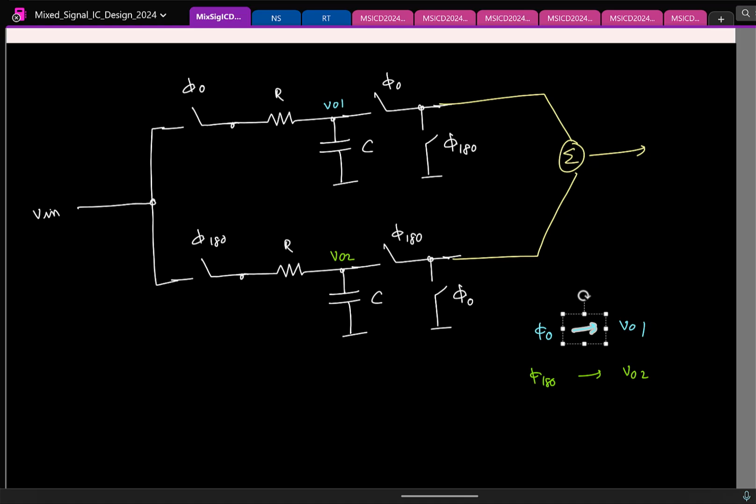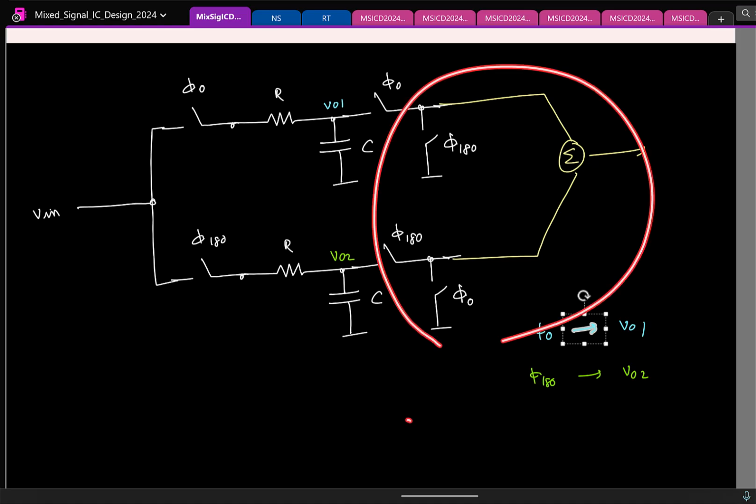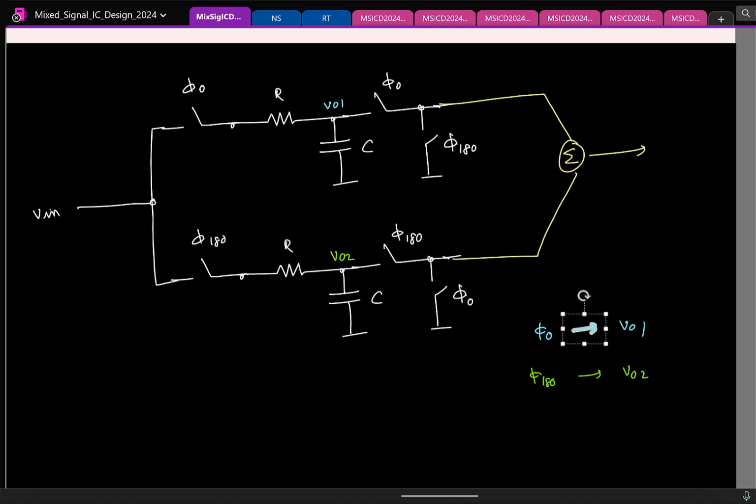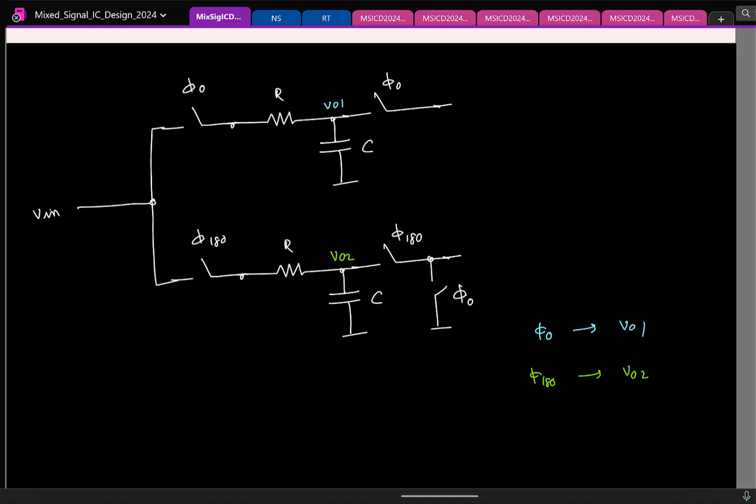This is happening because the 2 clocks are non-overlapping. At a given time we just have one of the branches active, the other branch is not active. So how do you think I can simplify this? Directly. All I have to do is this. During the phase phi 0, my output should be VO1. During phi 180, it should be VO2. So I will remove these completely. In phi 0, VO1, phi 180, VO2.